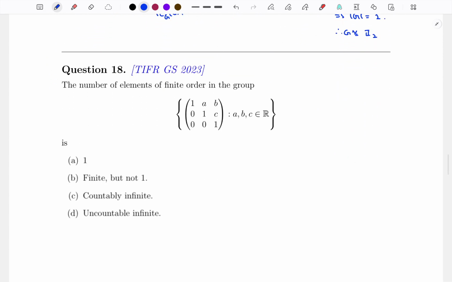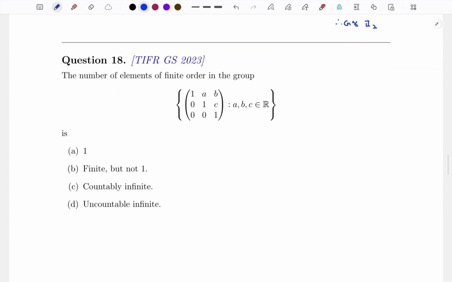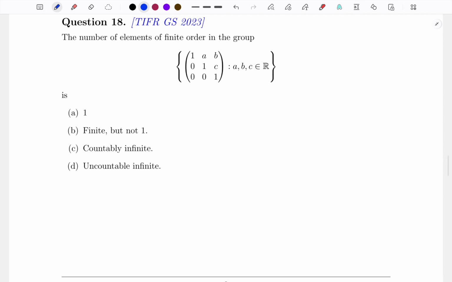Okay, let us move on to the next question. The number of elements of finite order in the group. This group is very well known, I guess. So this is the Heisenberg group, yeah, a famous name. It's called the Heisenberg group over R.